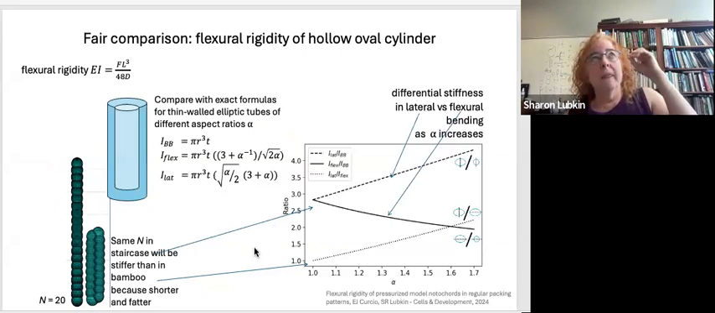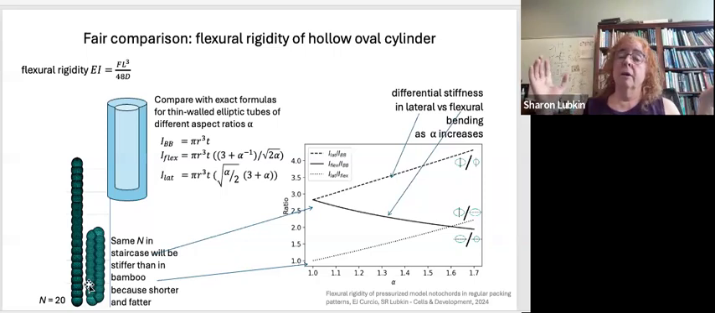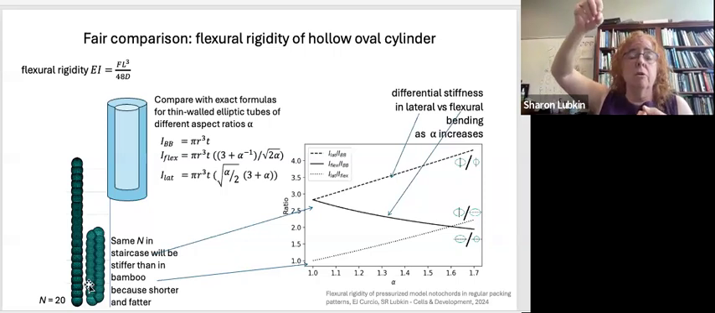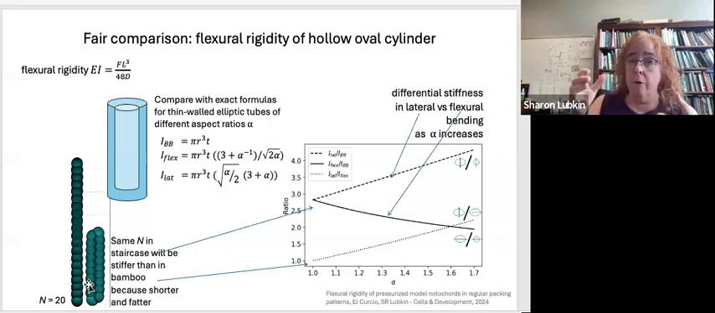whether there was some advantage or disadvantage to the different packing patterns, we needed to do a fair comparison. So if you think about it, you've got 20 cells, you pack them in bamboo under a particular internal pressure, there's a particular stiffness you should expect. If you take the same number of cells and pack them in the staircase pattern, it's going to be shorter and fatter. It's going to have a much greater flexural rigidity. A short, fat stick is harder to bend than a long, thin stick, even of the same mass and same material. So we had to make a fair comparison.